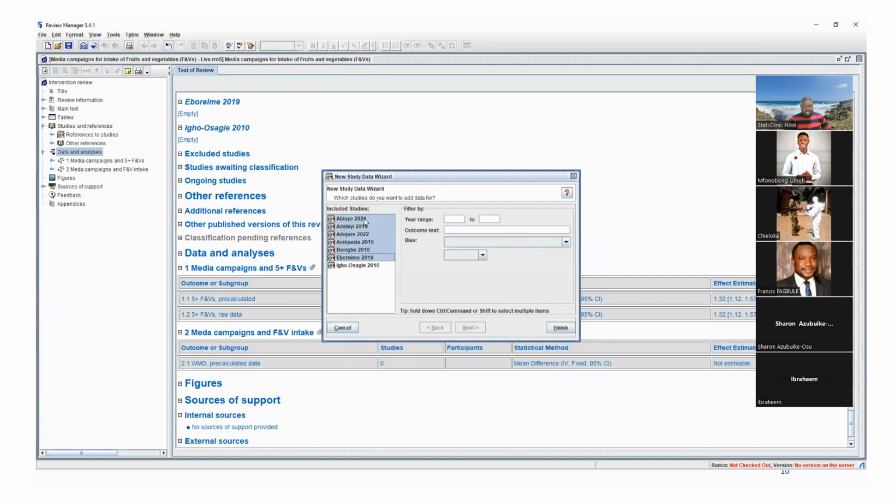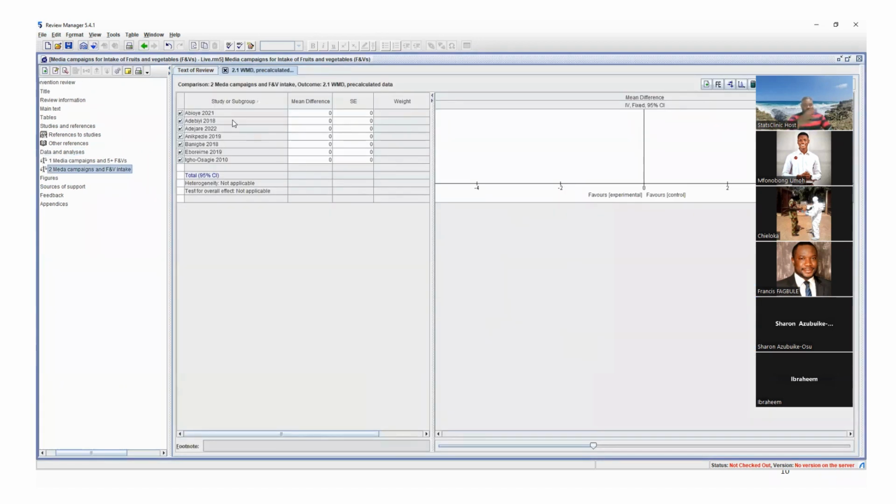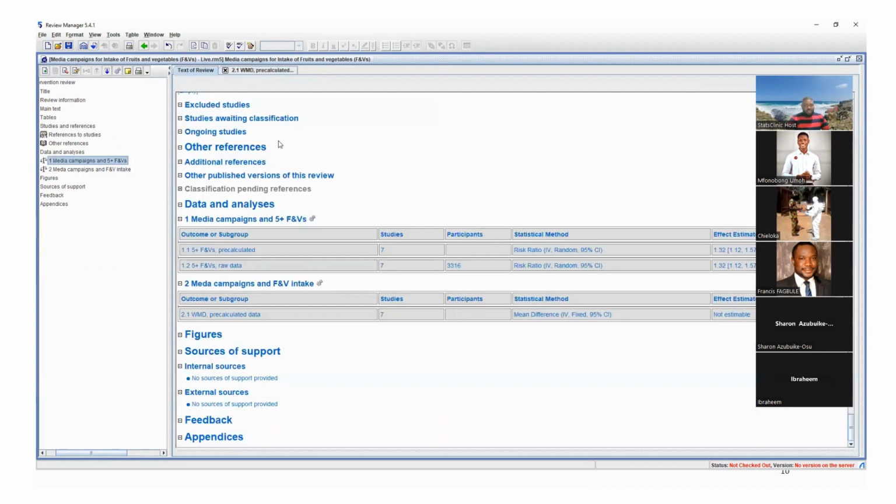Remember, we had 7 studies that we had pre-specified that we're going to add data for. So now if you select all those 7 studies and you click finish, now it gives you this. And you can notice that here we have mean difference and standard error. The last time, I think we had effect estimate or something like that and standard error.